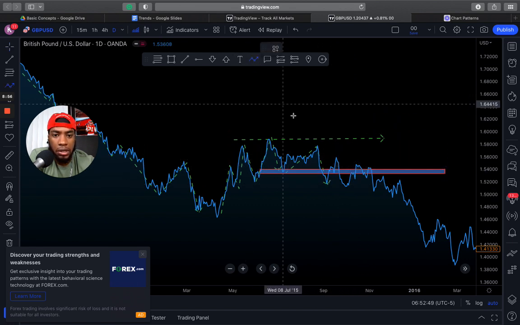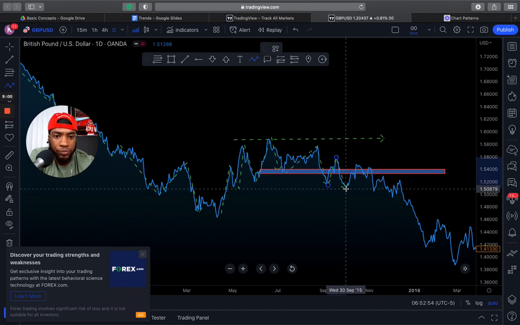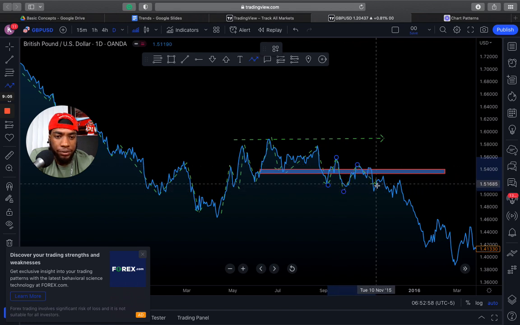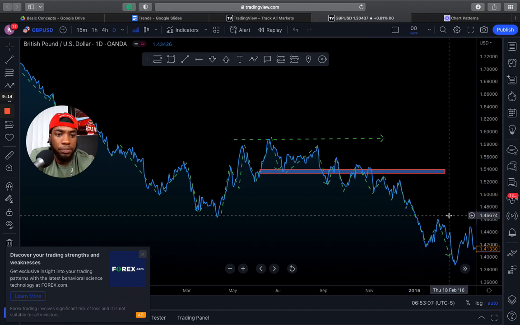And you could really say, once it broke, it created a lower low, lower high, another lower low, which is almost like even, and another lower high, lower low, lower high, lower low, lower high, lower low, lower high, lower low. All right, is that making sense to you guys?